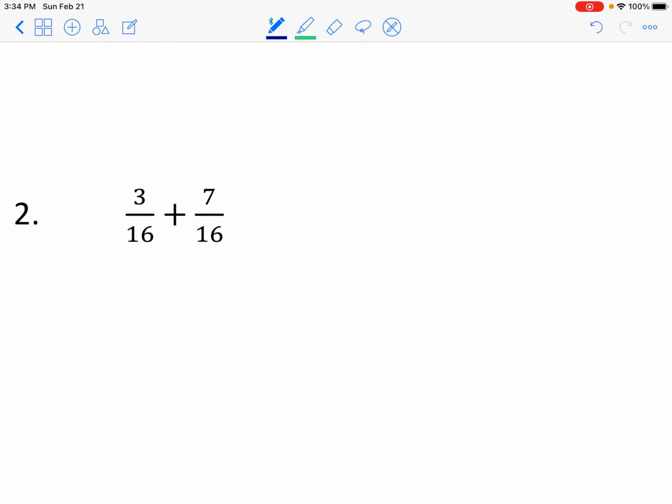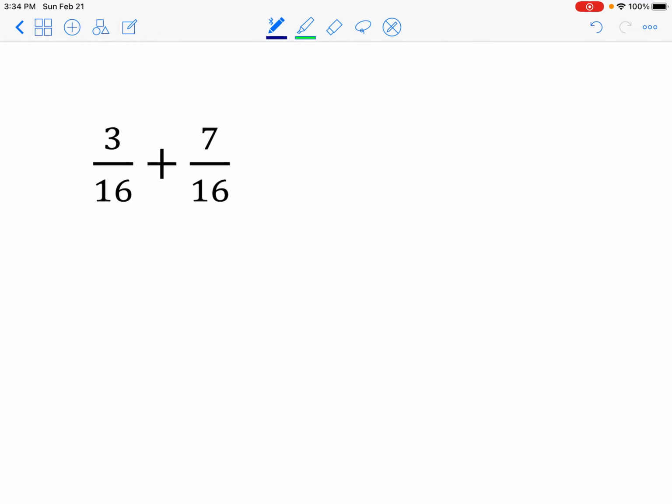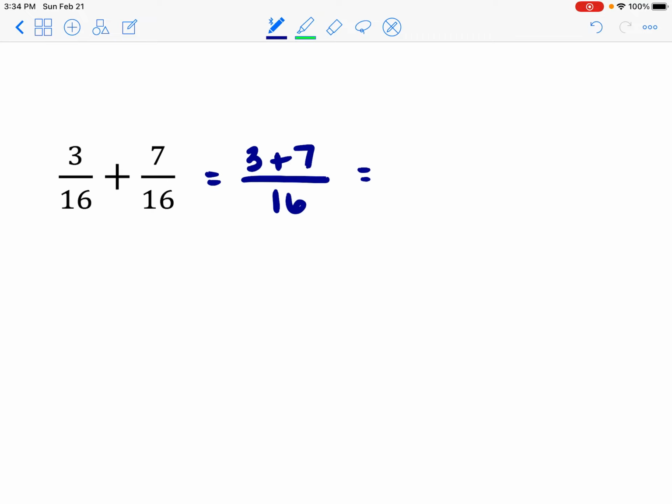Okay, or here, we have 3/16 and 7/16. So this is going to be 3 plus 7 in the numerator. 16 is our common denominator that we keep. And 3 plus 7 is 10, so we end up with 10/16 here.